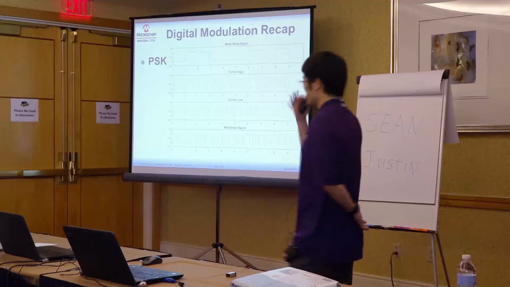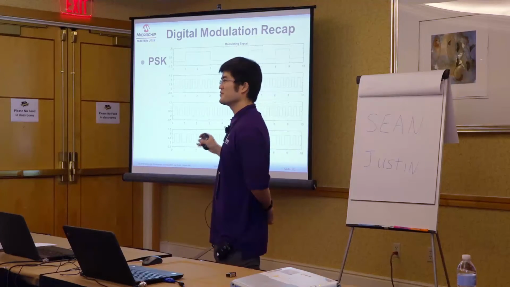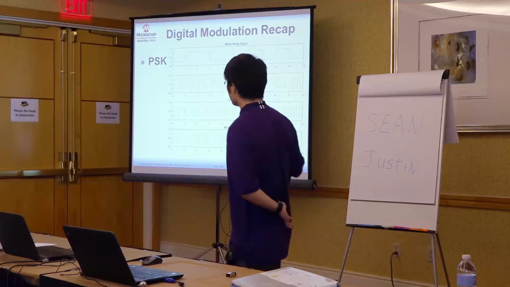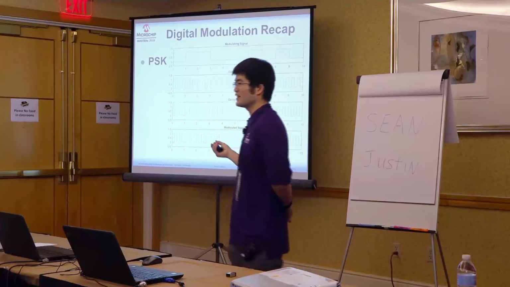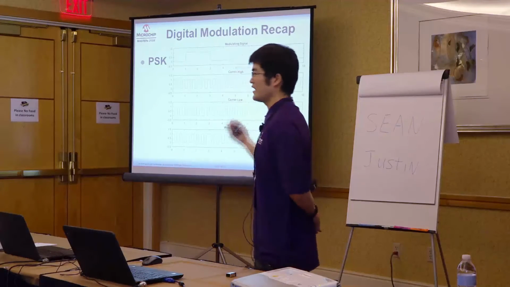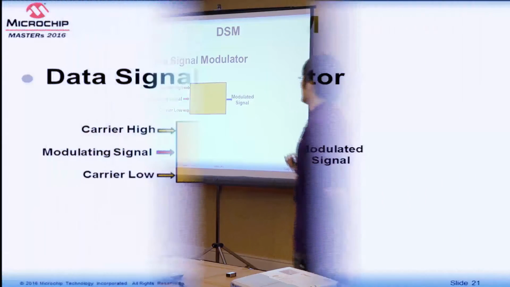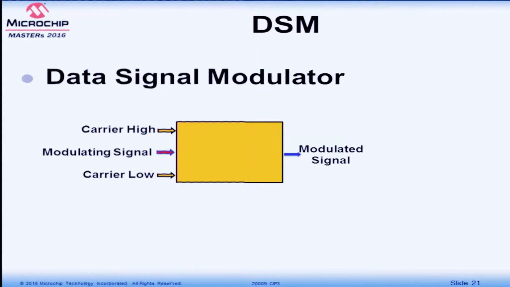Okay. So after we've seen this, we figured out that those modulation methods pretty much have the same basic structure, right? I have a modulating signal, and I have 2 carrier frequency signals, and I get the output. So that's pretty much what our DSM module is doing. We take 2 carrier frequencies you can choose from various sources, carrier high and carrier low. You take your modulating signal, and you do some magic here, and you get your modulated signal.